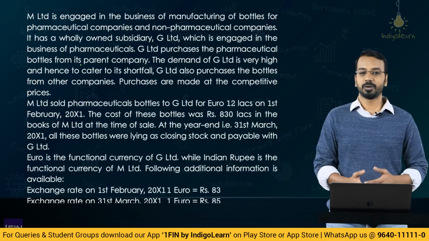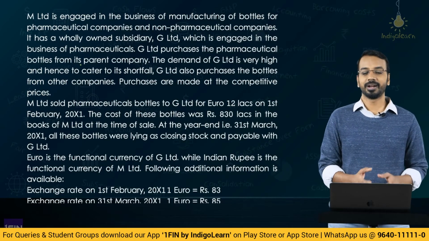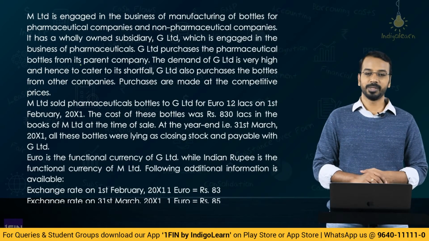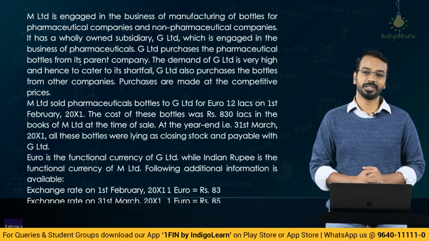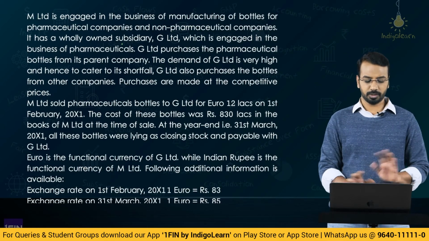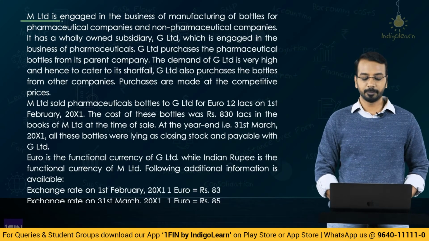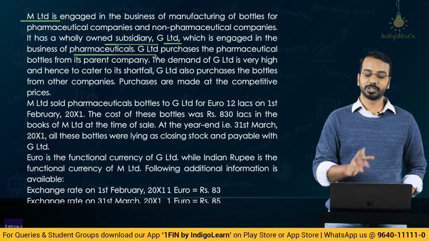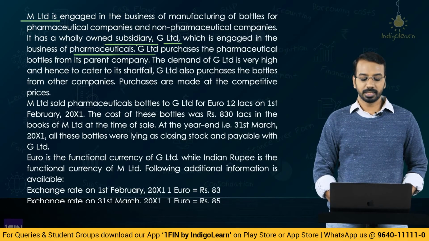Let's have a look at a question on the concept that we have just discussed regarding consolidating the financial statements and the treatment of foreign exchange differences. So M Limited is engaged in the business of manufacturing of bottles for pharmaceutical companies, etc. Then it has a wholly owned subsidiary G Limited, which is also engaged in the business of pharmaceuticals. The main thing starts from here.